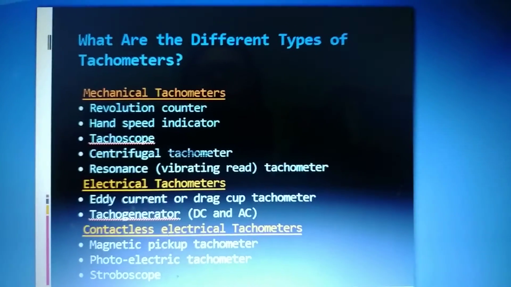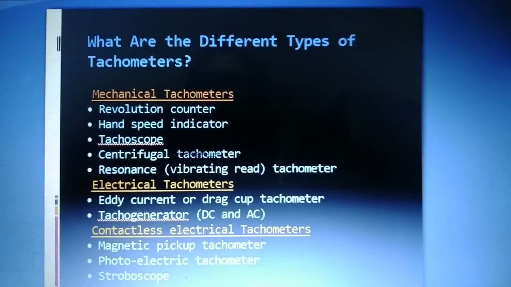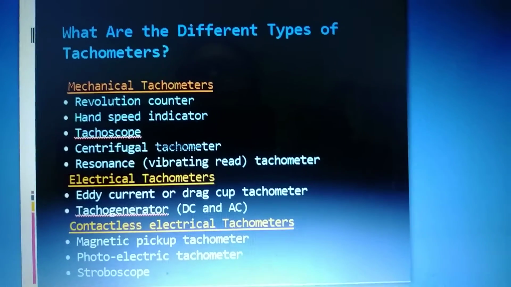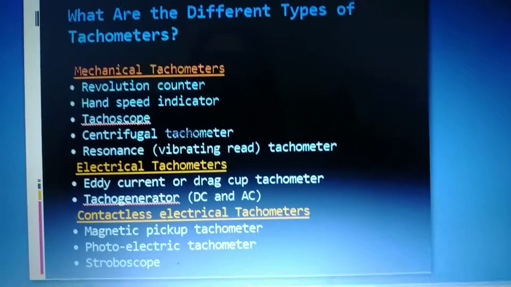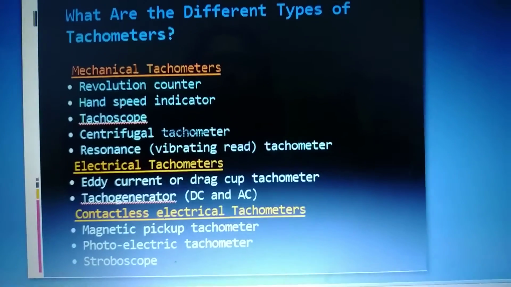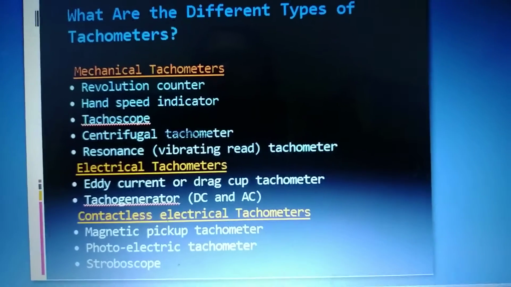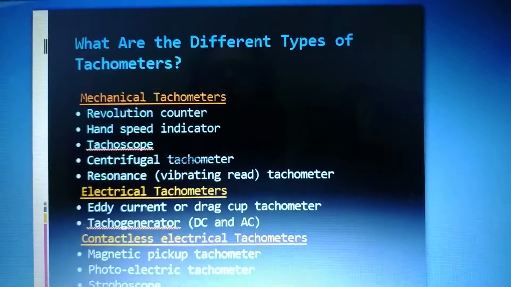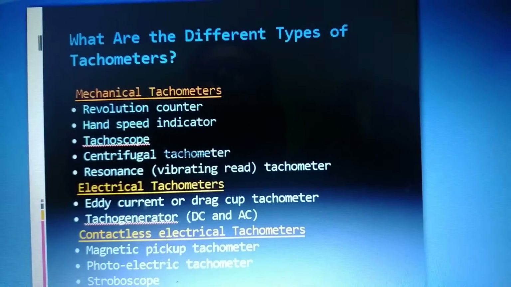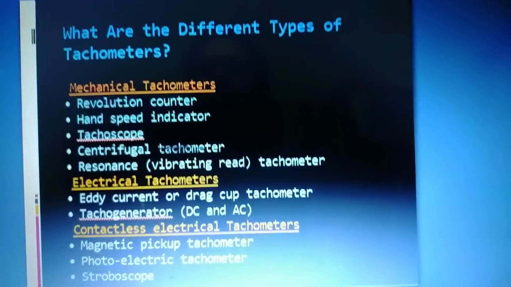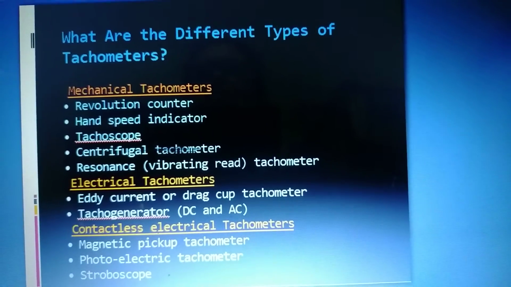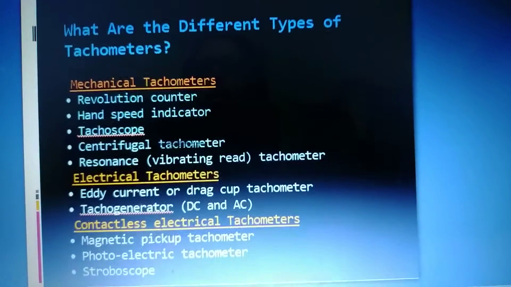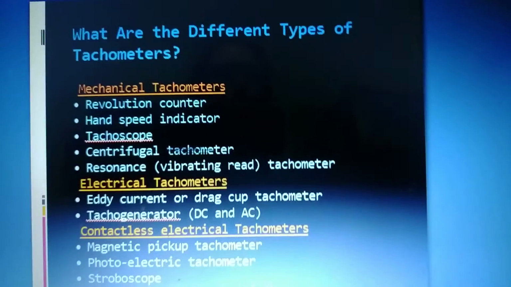Now the most commonly used tachometers based on the signal are mechanical and electrical tachometers. There are different types of mechanical tachometers, used for regular applications in the automobile industry and other applications. Mechanical tachometers are again classified into different types: the revolution counter, that is the stopwatch, the hand speed indicator, the tachoscope, the centrifugal tachometer, and the resonance or vibrating reed tachometer. All these come under mechanical tachometers.